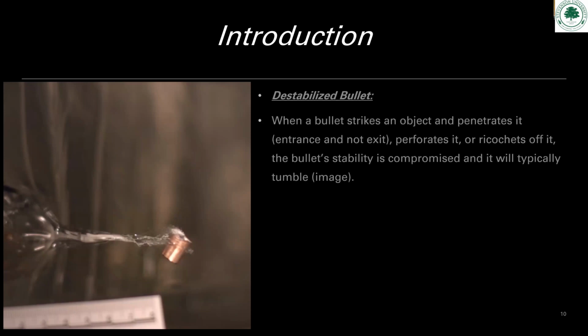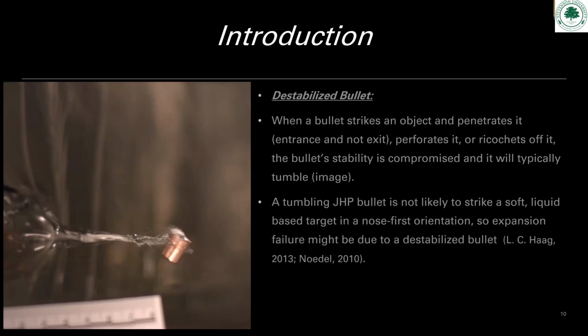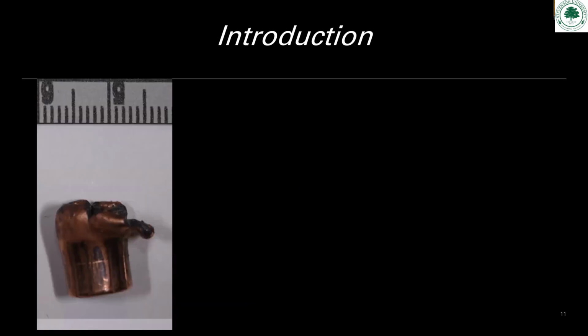You can see that bullet there, the nose is pointing up. It's not in the nose first orientation. So when something perforates something or ricochets off something, it'll become destabilized, and it's not likely to impact your tissue or your ballistic gelatin in a cavity first orientation.